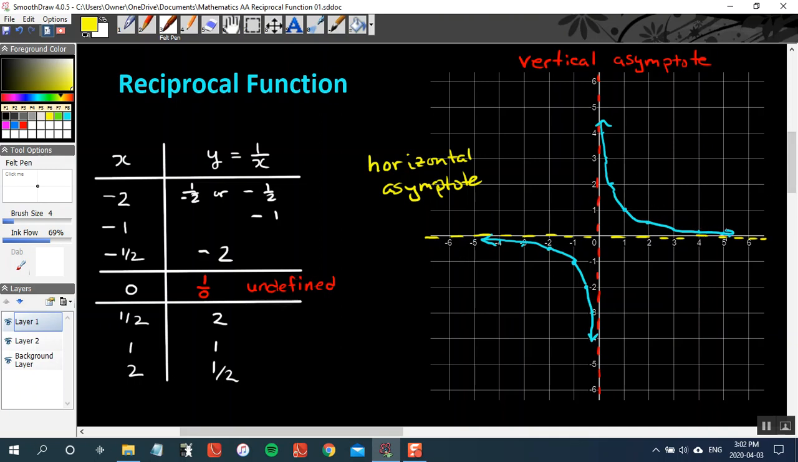So this function gets closer and closer and closer to its horizontal asymptote as x values go far right and far left, but it never actually can touch that horizontal asymptote. And the significance is this function can never output exactly 0. It can get really close to 0, but it doesn't output exactly 0.